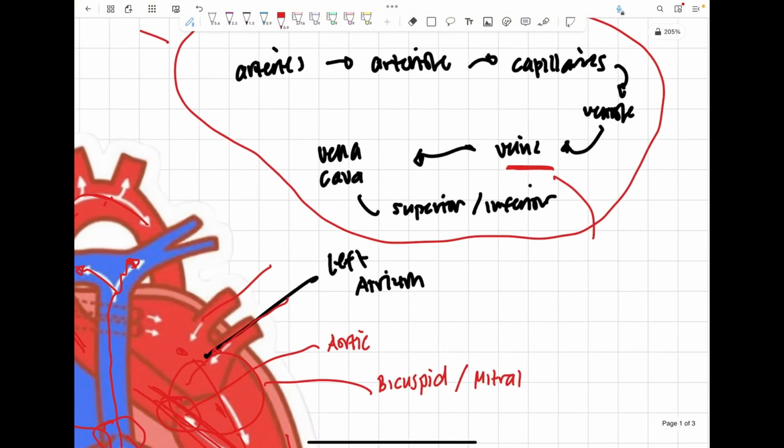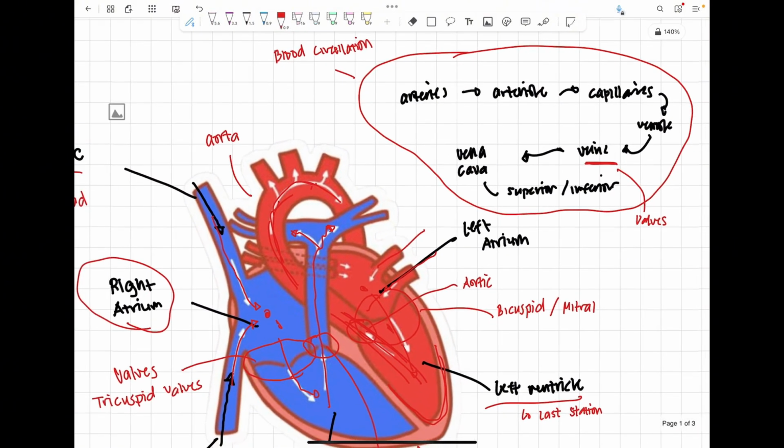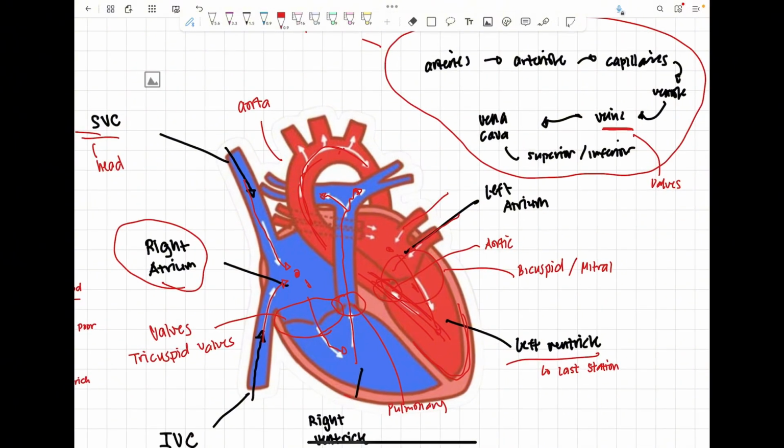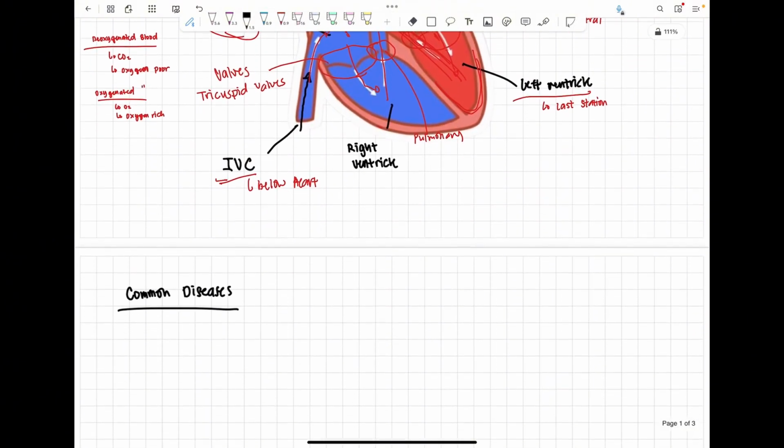And did you know that your veins also contain valves just like your heart to prevent backflow? So that is your cardiovascular system and your circulatory system all in one. So let's proceed to the common diseases that are associated with your heart.